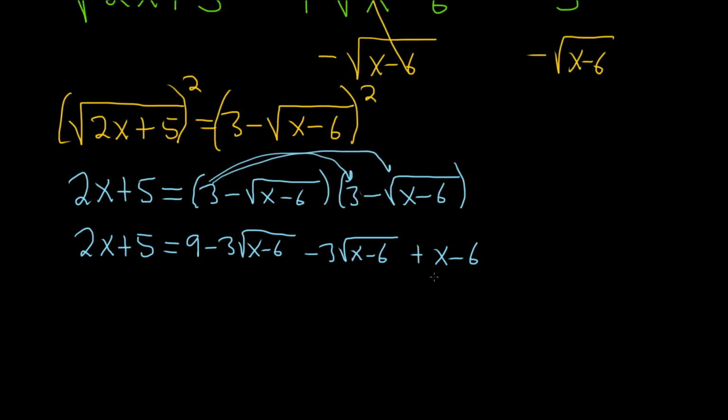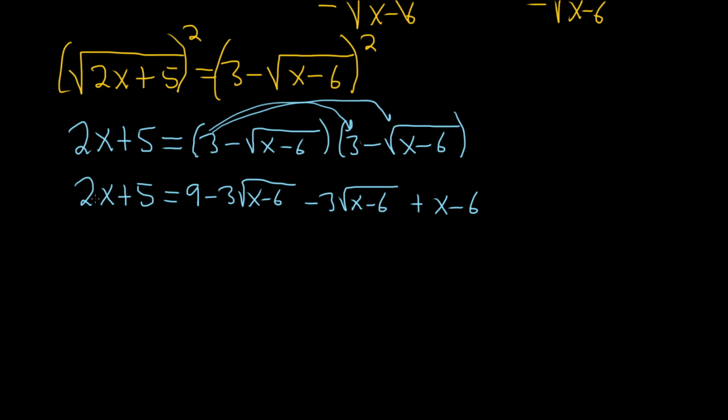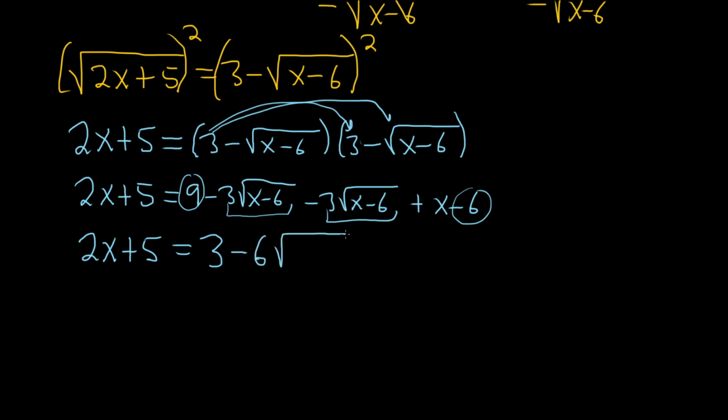It looks like we have some like terms on the right-hand side. So let's bring this one down again, 2x plus 5, and let's collect like terms here. We have 9 minus 6, that's going to give us 3. And then we have minus 3 square root x minus 6, minus 3 square root x minus 6, which gives us minus 6 square root x minus 6. And then we still have the hanging x over here, so plus x.